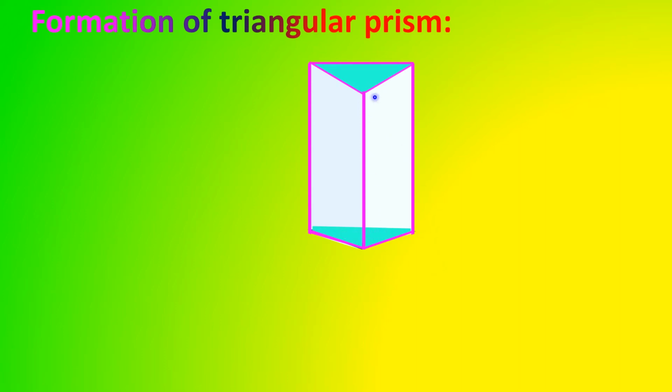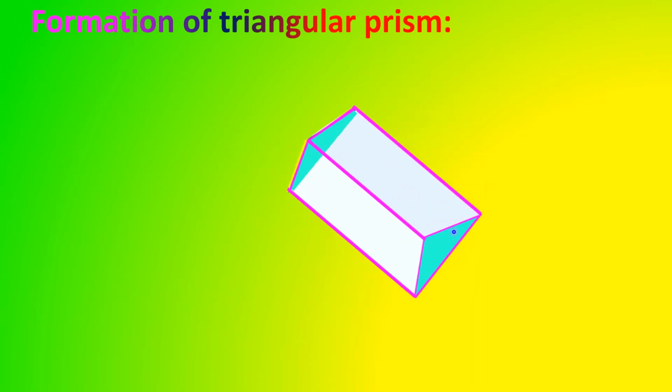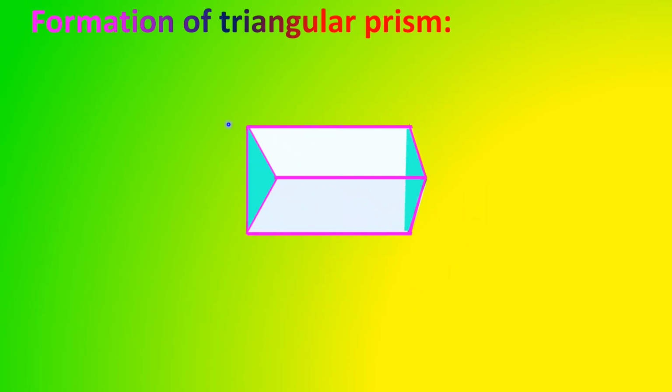So a prism has how many rectangular plane surfaces? Three, and it has two triangular plane surfaces. See here, this is a prism. How this prism has been formed.